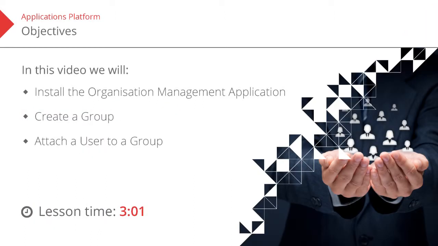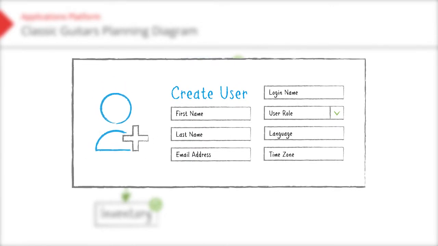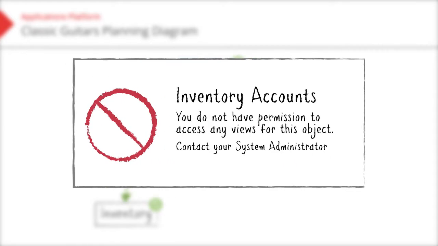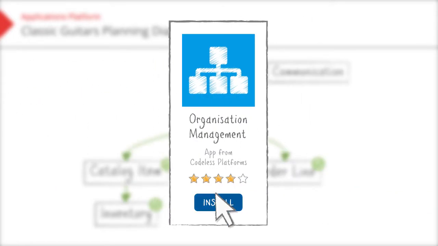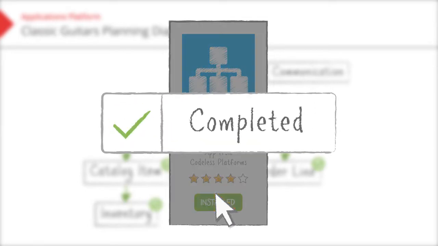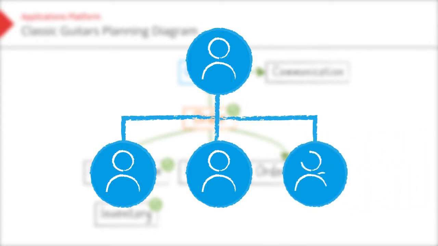Here are the objectives and approximate running time for this video. In the previous video, we created a user, assigned a user to the partner role, and tested role permissions. We will continue our training by installing the Organization Management application, creating a group, and attaching a user to a group.